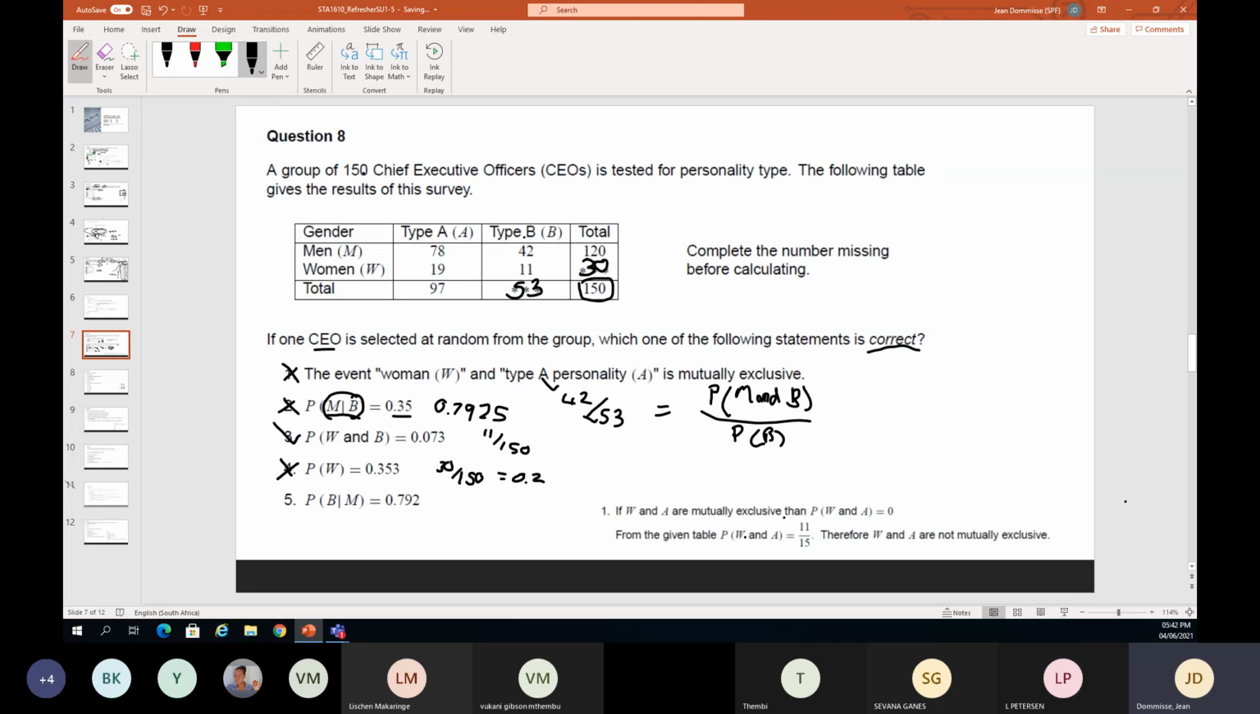So what's the probability of B given M? Again, we will have the M and B, so that will still be the 42. But now instead of dividing by 53, we divide by 120. So that will probably then be 0.35.